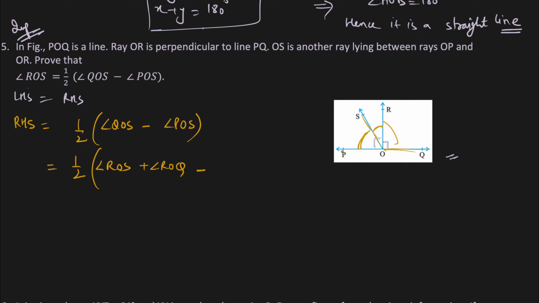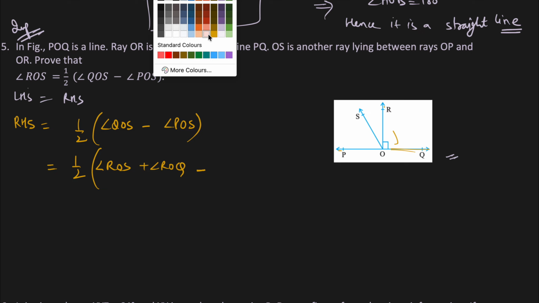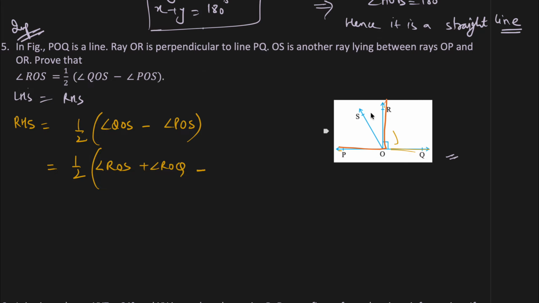If you see, POS is what you get if you remove ROS from POR, right? If you remove this ROS part from POR, you get POS. So I'll write the same thing over here. POS is, I'll keep it in brackets because of the negative sign outside, angle POR minus ROS. Okay, right. Now let's open the bracket.